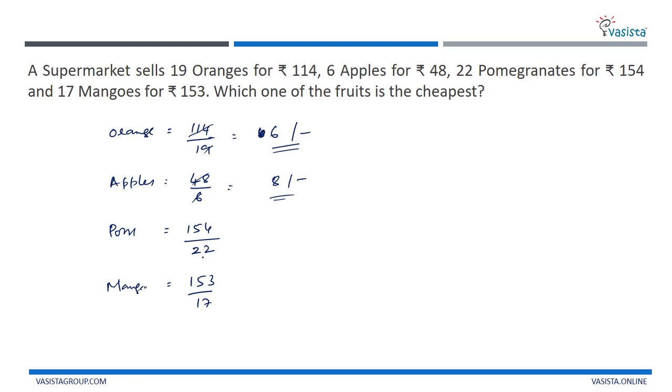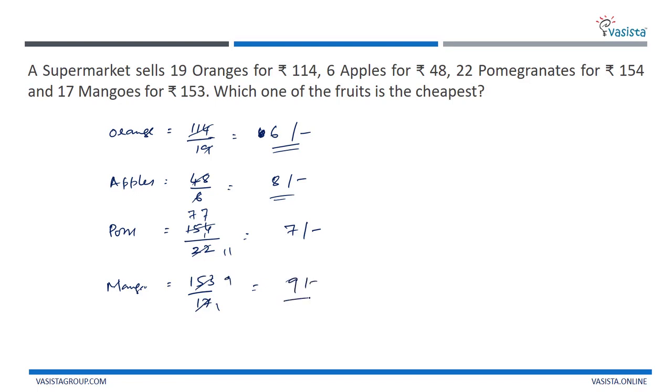For pomegranate, let us check with this. Let me divide by 22. 2 sevens are 14, and 1 remainder. 2 sevens are 154. So this is going to be 7 rupees. And this is mango. 17 nines are 153. 17 ones are 17, 9 sevens are.